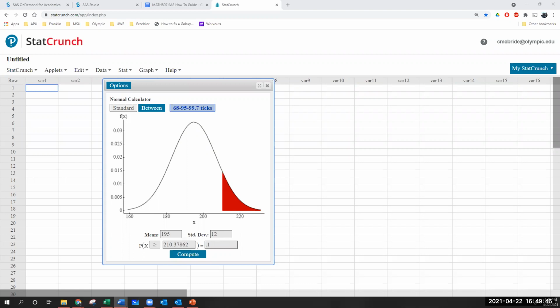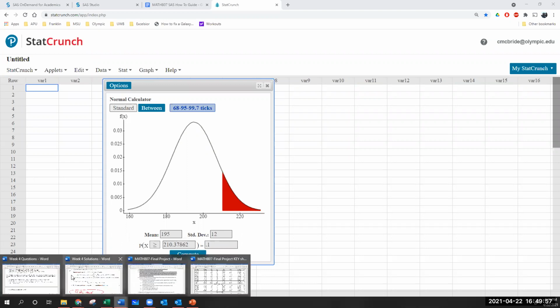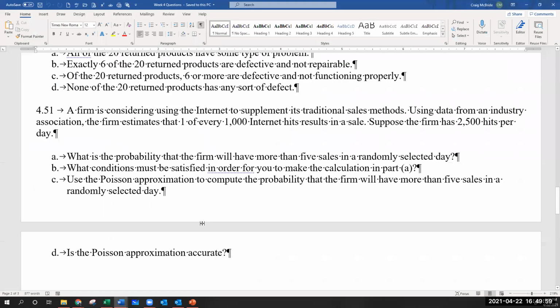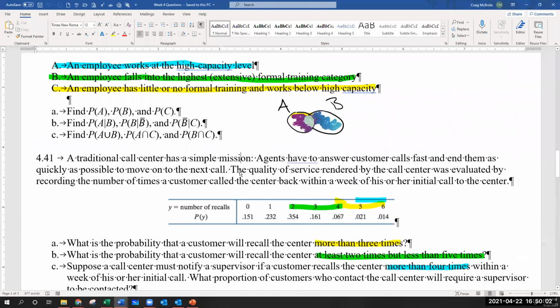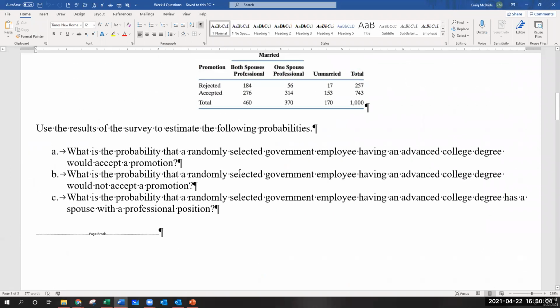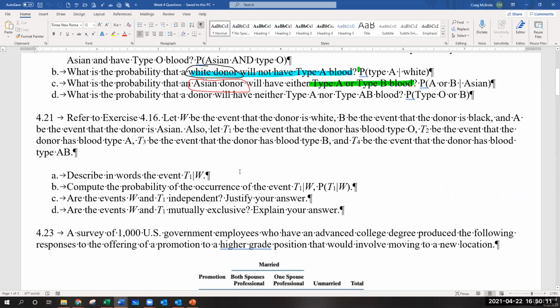No, sir. Thank you. Okay. Dr. M. Yes. Hey, back on the homework. Sorry, it was way back on 4.21 B. It said the event T, then it had the bar and I copied it, and then W, and then it put P T one bar W. Yeah, this one. Is that just one question, or are we computing two things? I got 0.449 on that one.